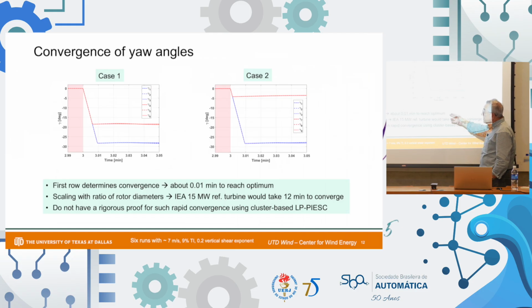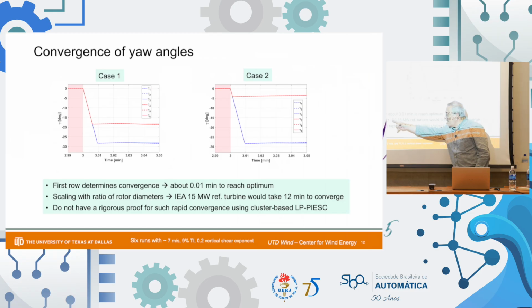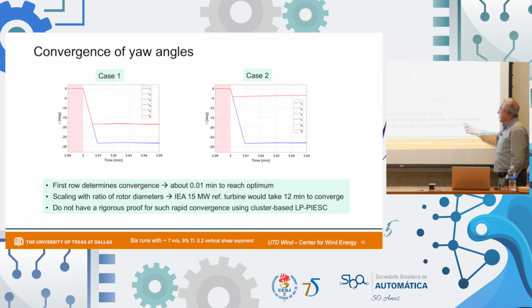So it's fast, and if we were to apply these, and it works, to a 15 megawatt machine, this IEA is a committee that creates reference turbines. It would converge in 12 minutes. Do we have a rigorous proof? No. There are no proofs here.